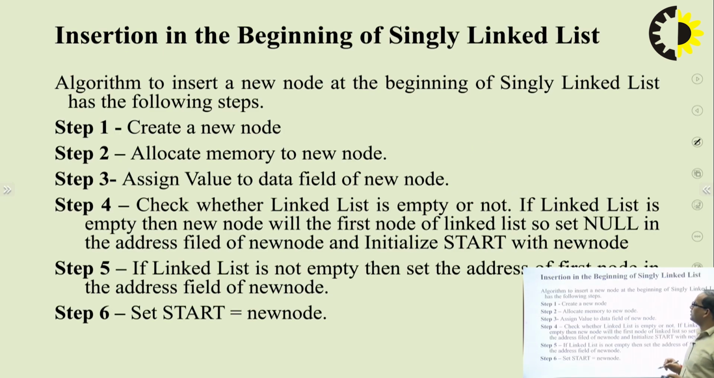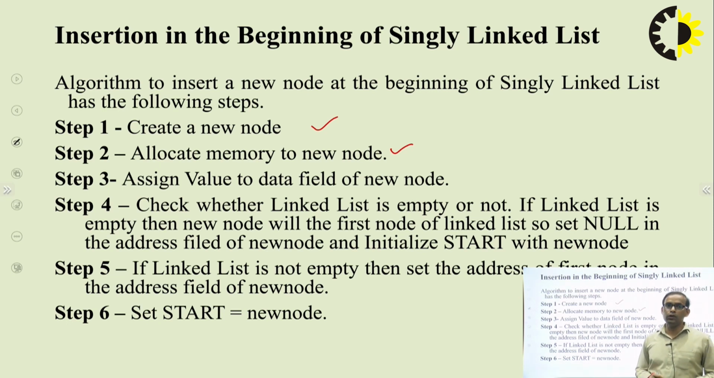So let us start with the first case. Case 1, insertion at the beginning of the single linked list. If we are going to insert a new node at the beginning of the single linked list, then the steps that we need to follow are: at first we create a new node. In the next slide, we will also discuss the pseudocode which is used to create a new node. After creation of the new node, we allocate memory to the newly created node, and in order to allocate the memory, we will use the malloc function.